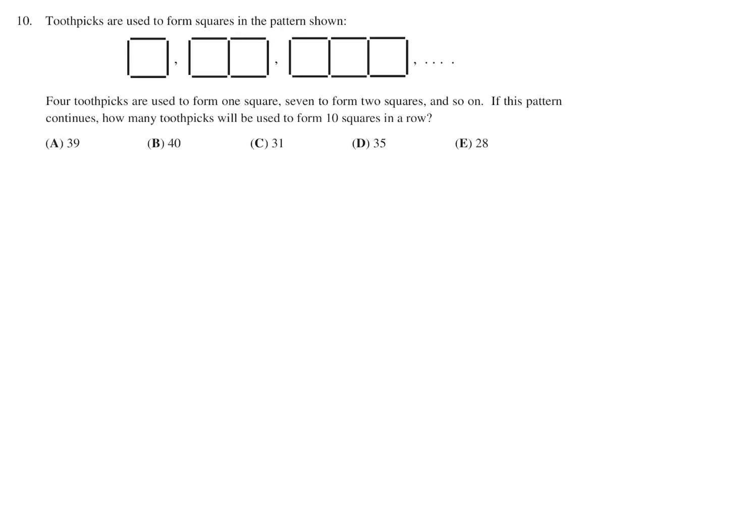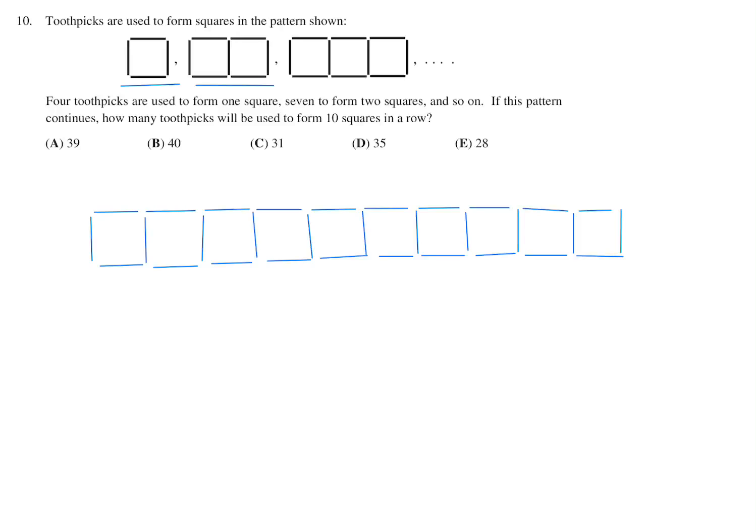Toothpicks are used to form squares in the pattern shown. 4 toothpicks are used to form 1 square, 7 to form 2 squares, and so on. If this pattern continues, how many toothpicks will be used to form 10 squares in a row? So let's draw out. We can do that pretty quickly. Apologize for the crookedness, but it's okay. These are basically 10 squares in a row: 1, 2, 3, 4, 5, 6, 7, 8, 9, 10.